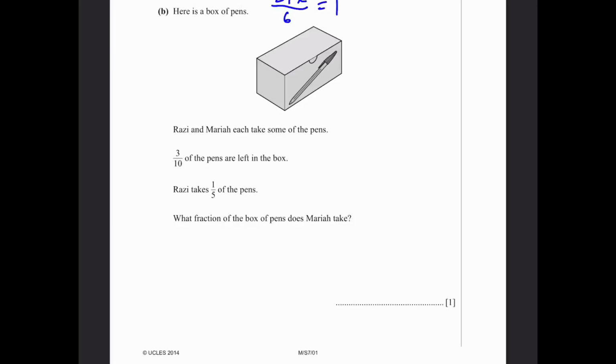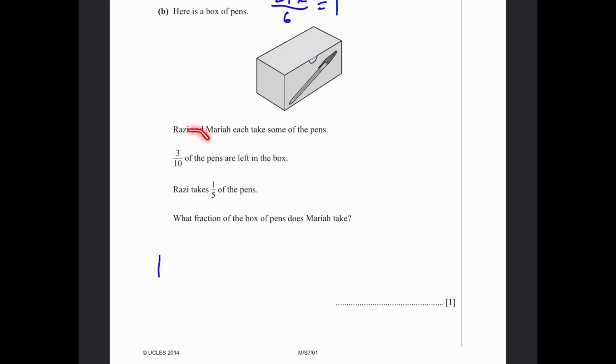B. Here's a box of pens. Razi and Maria each take some of the pens. 3 by 10 of the pens are left in the box. Razi takes 1 by 5 of the pens. What fraction of the box of pens does Maria take? The first total number of pens is, let's keep it as 1 part. 1 part in the sense 1 full box of the pens. Because we don't know how many pens are there, we can just put 1 and then do it according to the box instead of according to the number of pens inside.